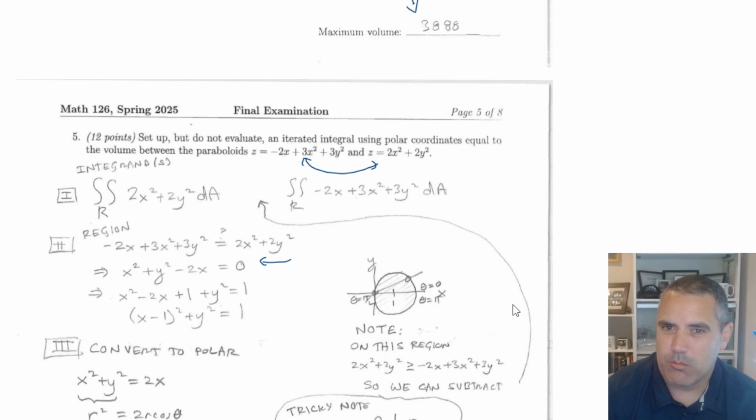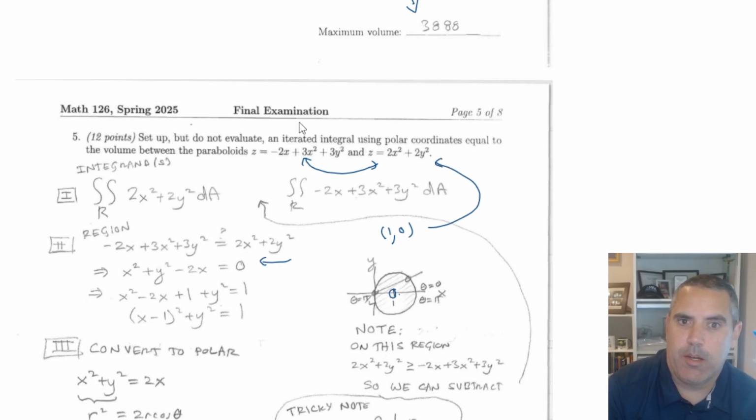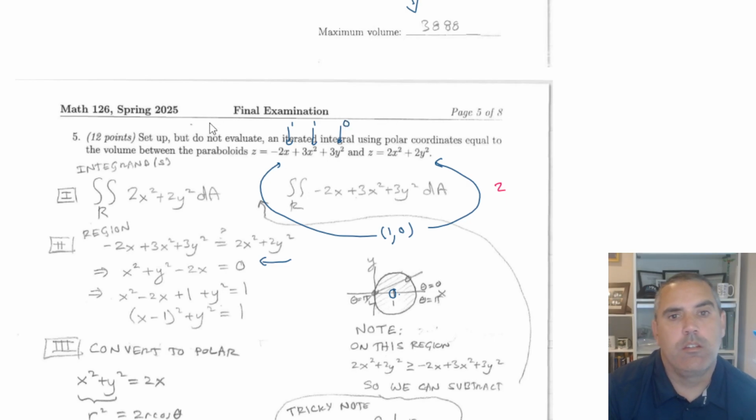I saw students plugging in random points that weren't in the region. If you're going to plug in a point, I would plug in 1, 0 to both of these functions, if you have trouble thinking about or visualizing them. So for example, if you plug in 1, 0 to this function, you get 2. If you plug in 1, 0 to this function, so this is 1, this is 1, this is 0, you get 1. Okay, so this is smaller. So I'm going to subtract in this order over the region.